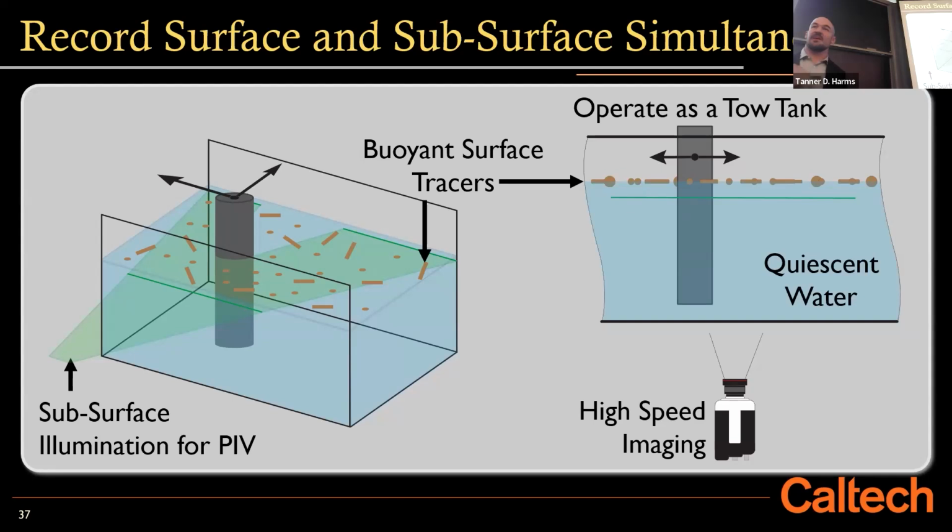We're using a quiescent tank here and manipulating the flow with our captive trajectory system in the NOAA lab that we're operating as a tow tank. So we basically have an airfoil on the end of our robot, and we move that airfoil around and create flows and study them.